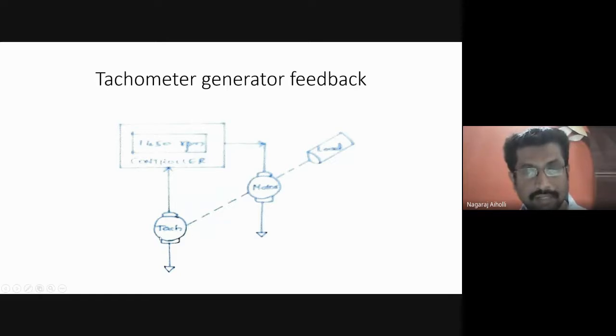The mechanical, or kinetic, or rotating energy of the rotor is converted into electrical energy by the tachometer generator. Once it is converted, it is applied to the PLC here. This is our programmable logic controller, which measures the speed in terms of RPM, say 1450 RPM. That is the voltage we obtain here, which in turn measures the speed of the motor, revolutions per minute.